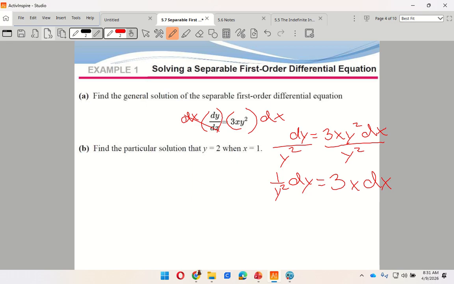So, I'm going to go to a new page here. I'm going to rewrite it. So, it's going to be y to the negative 2 dy equals 3x dx. Integrate both sides. So as I integrate the left, what am I going to have on the left? Negative 1 over y to the positive 1, right? Yeah, very good.